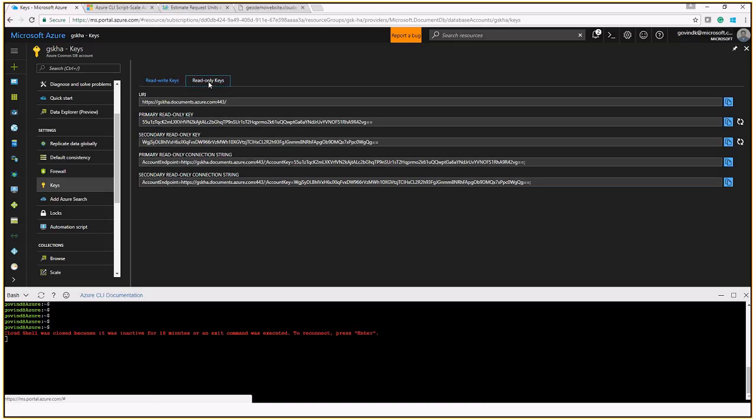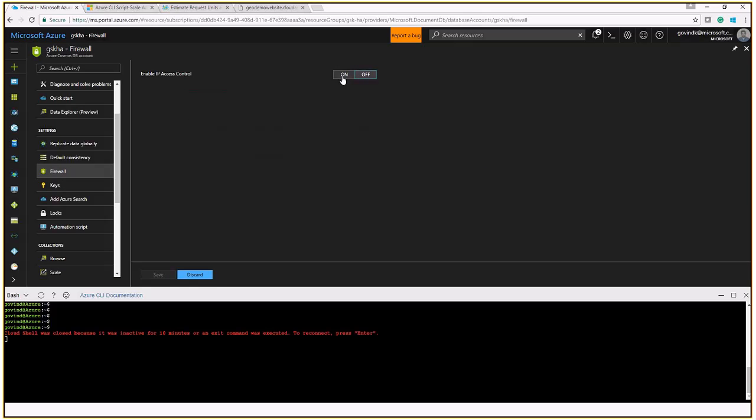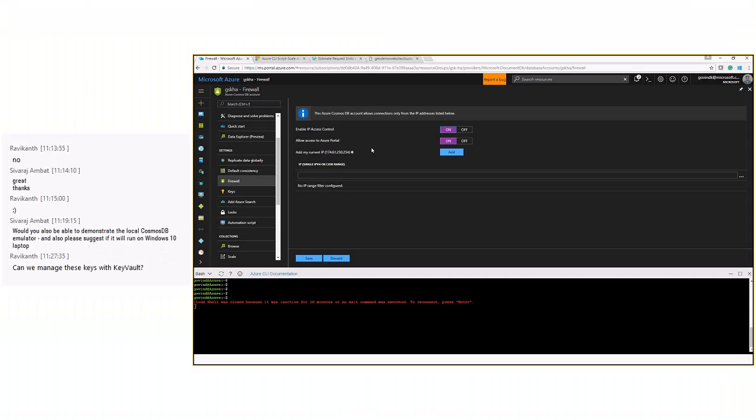Why read-only keys? Because sometimes you just want to provide read-only access to the data. You don't want to provide write access at all. So that's why you get this particular key. We also provide a firewall. Why would we provide a firewall? So that you can control which particular IPs can access the database account. You give us the IPs, and we will ensure that only the IPs you want us to connect with are honored, and the rest are rejected.